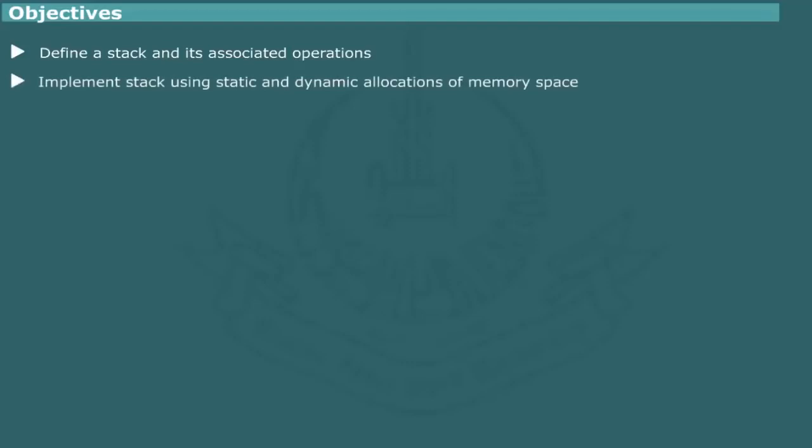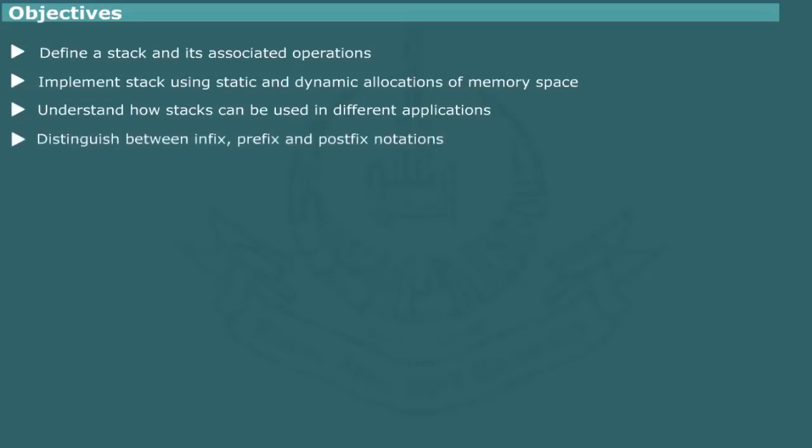Objectives. On completion of the unit, you should be able to define a stack and its characteristics, describe basic operations of push and pop and the associated conditions for their applicability, implement a stack using static and dynamic allocation of memory, compare the relative performance of each implementation, describe how stacks can be used in different applications, understand the use of stacks for parsing of character strings, distinguish between infix, prefix and postfix notations used to represent algebraic expressions.